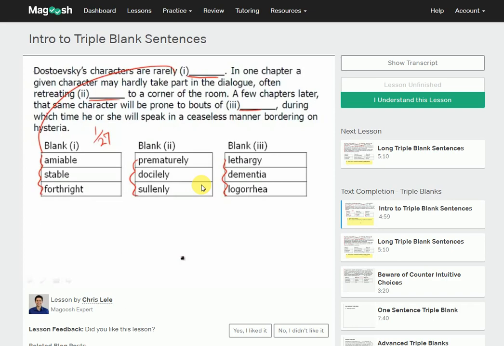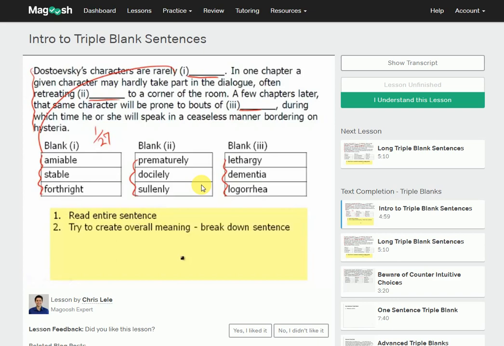We want to read the entire sentence, get ourselves through here. Once we do that, we want to break down that sentence, make sense of it. What's going on? So let's start that. Dostoevsky's characters are rarely blank. Now, what do you notice? Well, that very first blank, it could be any of these three words. So there's no way we can know without reading on.